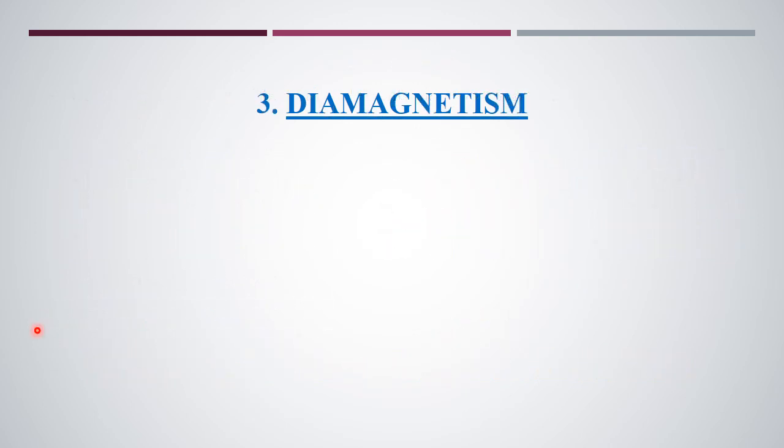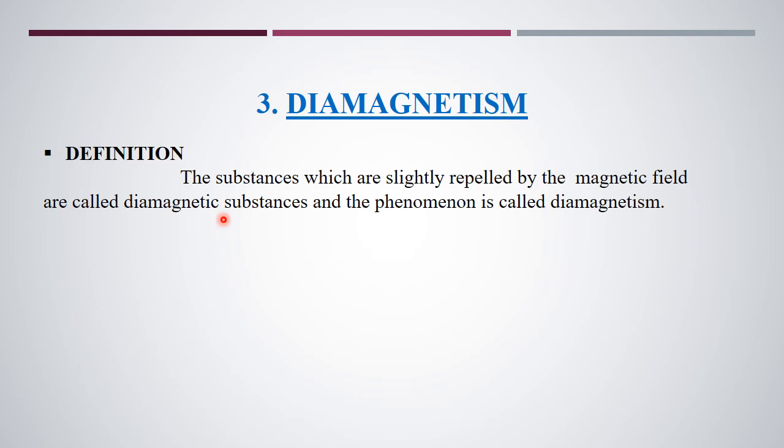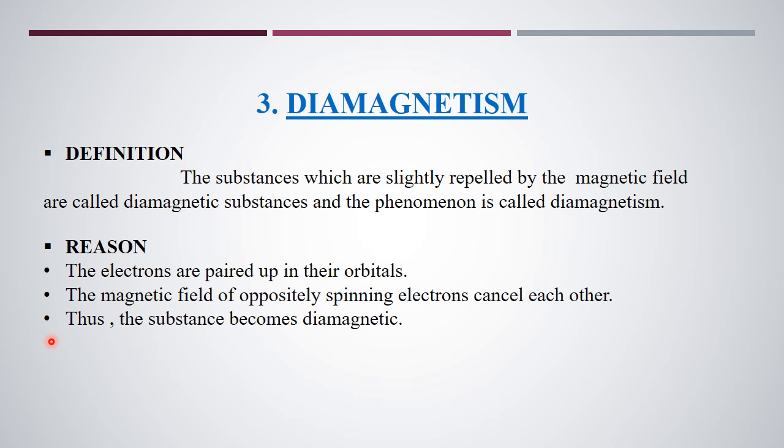The third type of magnetic behavior is diamagnetism. It is defined as: the substances which are slightly repelled by the magnetic field are called diamagnetic substances, and the phenomenon is called diamagnetism. The reason for the diamagnetic behavior is the pairing up of the electrons. Electrons are paired up in their orbitals, and the magnetic fields of the oppositely spinning electrons cancel each other out. Thus the substances become diamagnetic.